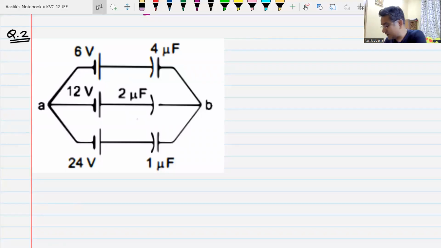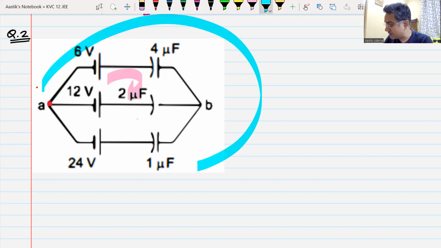So, how are we supposed to do this? I will make two loops. Since point A is already marked, let me start from point A. You could call any point as A, it doesn't matter. So, I will make one loop as this one and one loop as the bigger one. You could always move in the lower loop, doesn't matter.